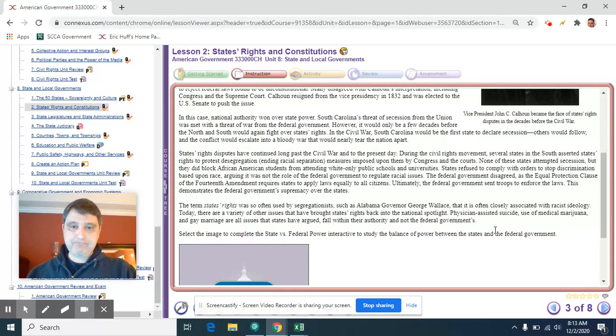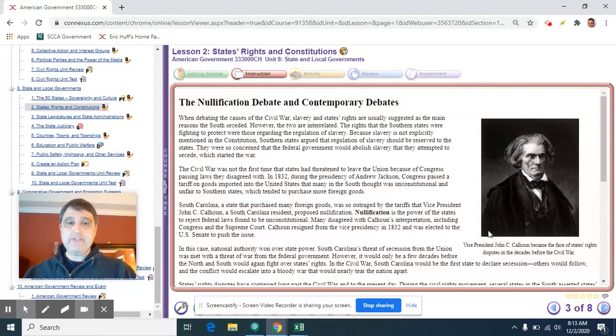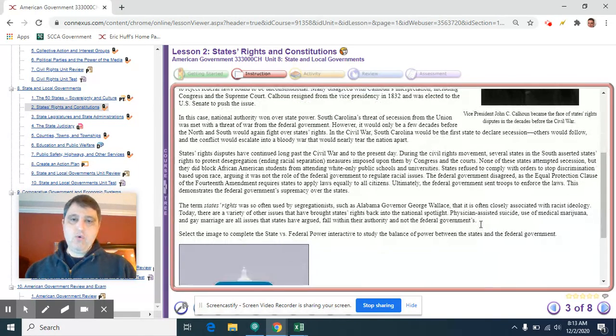Really important. But that's not the only time that states' rights have played a role in our history. Of course, the Civil War, but also during the Civil Rights era. So you're going to read about that. Essentially, this idea of states' rights is, do states have a right to decide which laws they're going to follow and which laws they don't?